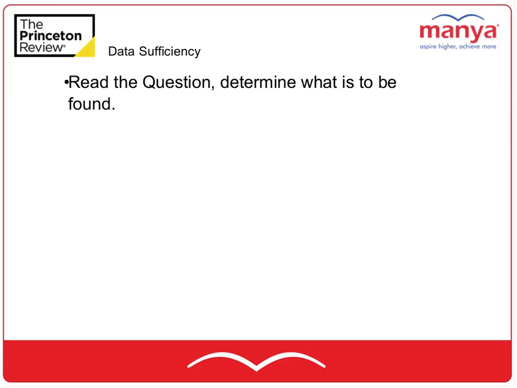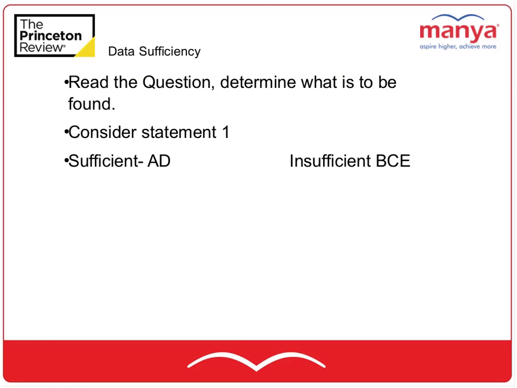When you get a data sufficiency question, you have to read the question and determine what is to be found. Then you're going to have 2 statements given. First consider statement 1 and decide whether it is sufficient to get the answer to the question or not. If it is sufficient, your answer option has to be A or D. If the first statement is not sufficient by itself, then your answer is going to be B, C or E. Then you have to consider statement 2.